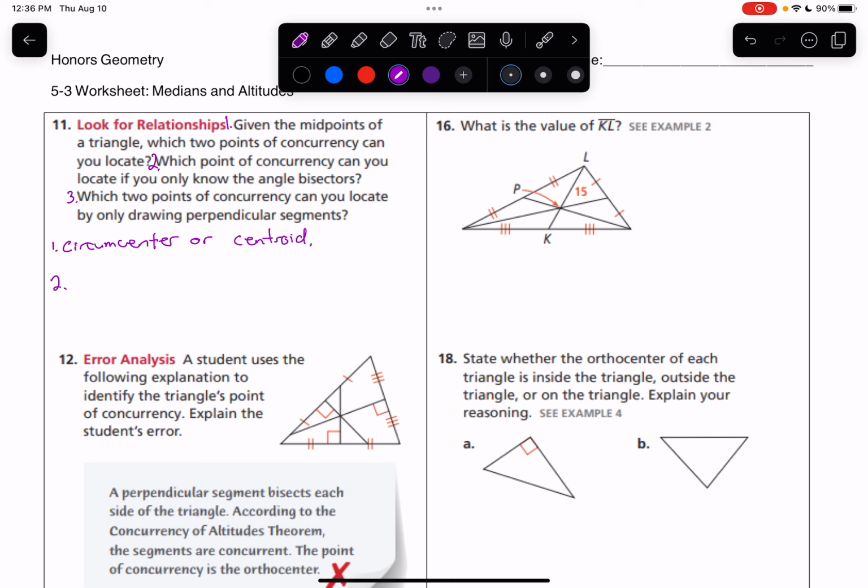For question 2, which point of concurrency can you locate if you only know the angle bisectors? The angle bisectors all meet at the incenter. So you will find the incenter. And then finally, which 2 points of concurrency can you locate by drawing only perpendicular segments? Well, if you draw the perpendicular bisectors, you'll find the circumcenter. But if you draw the perpendicular lines that come from the vertices and hit the opposite side perpendicularly, aka the altitudes, then you will find the orthocenter.